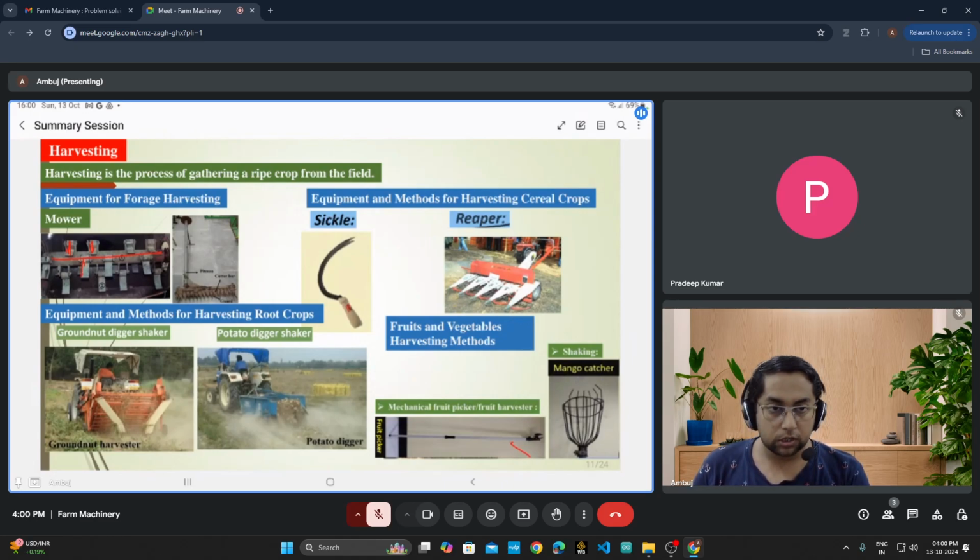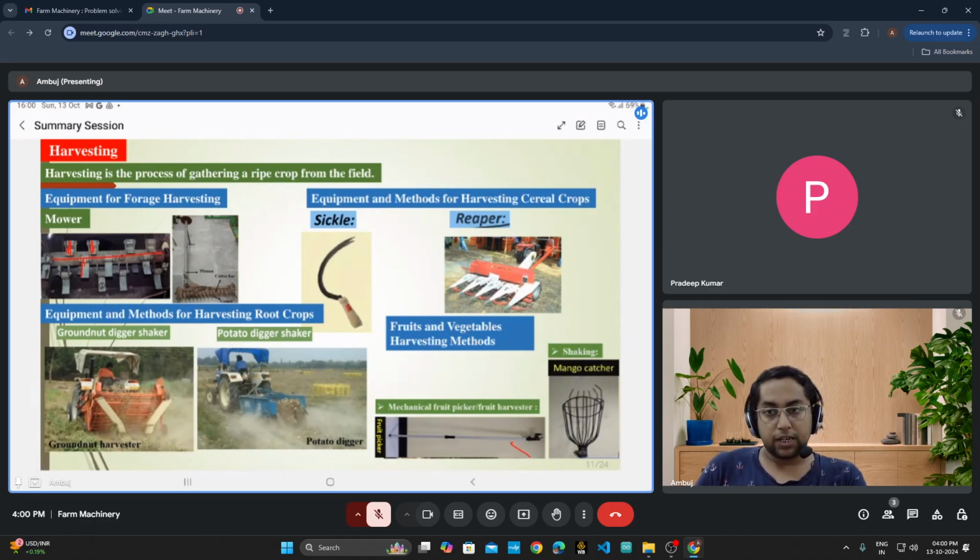Then comes your sickle, and your reaper. The reaper blade is shown here on the left hand side also. Knife and registration are two different terms, please be very careful about them, as they come very frequently in the examination. Registration and alignment. Knife is that particular blade which cuts. Equipment and methods for harvesting root crops include potato digger shaker as well as groundnut digger shaker.